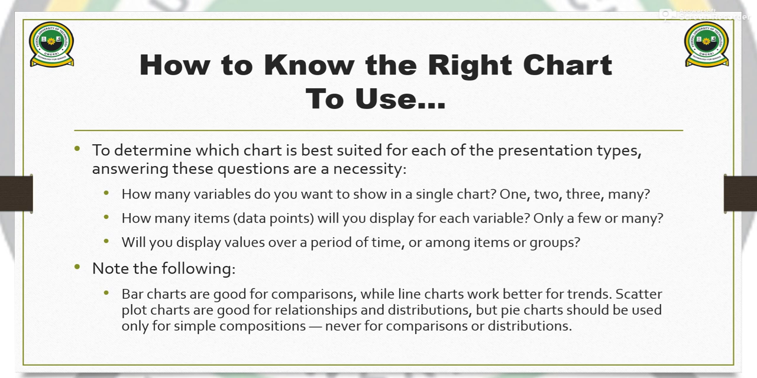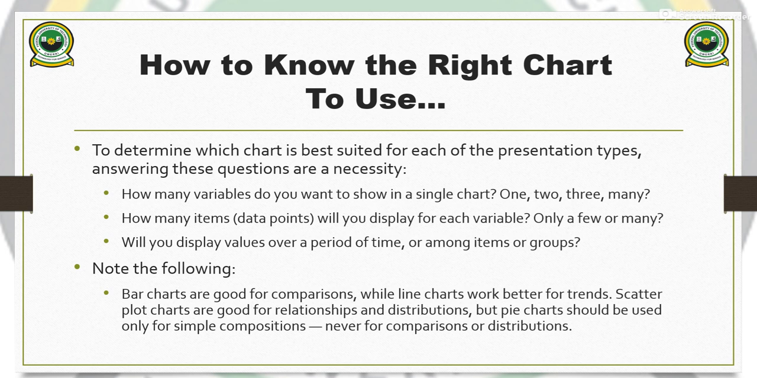How many data points do you want to display for each variable? Okay, then number three is, will you display values over a period of time or among items or groups? Will you display it over a period of time? Then you are talking about trend, okay, or among items or groups. Okay, so you must know the following.